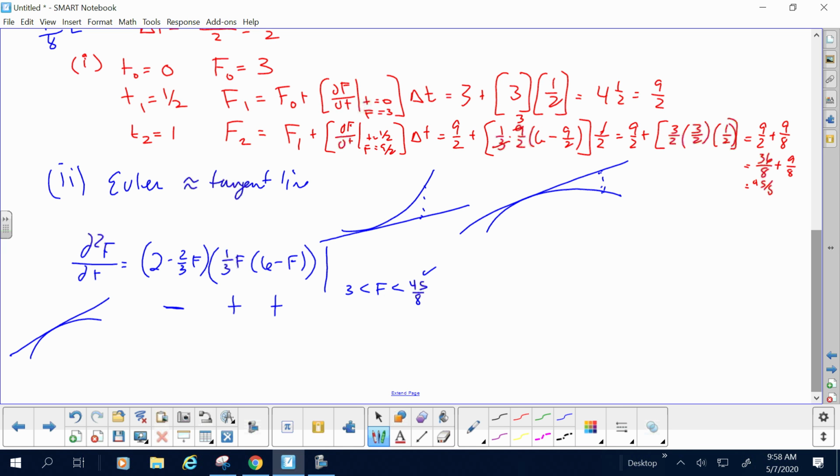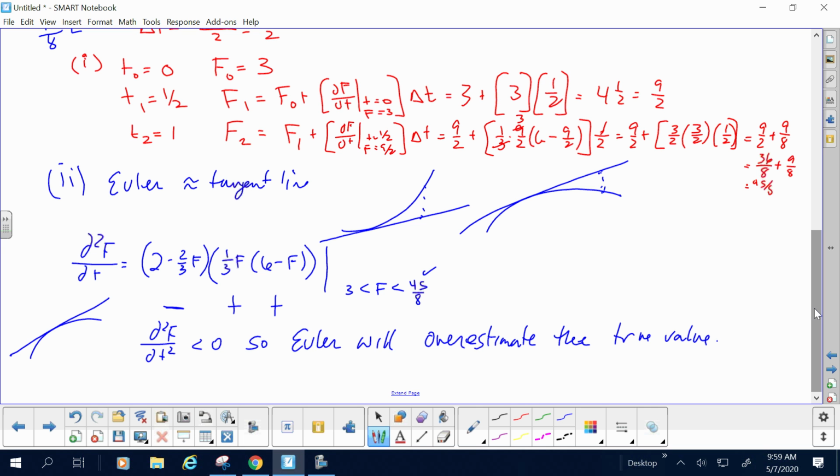I would conclude that the second derivative is less than 0, so Euler will overestimate the true value. Right? And there you go.